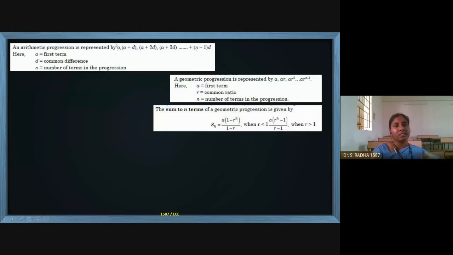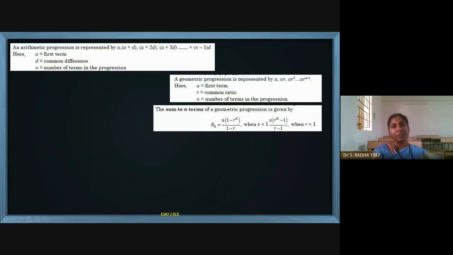First term is taken as A, second term will be A plus D, D is the common difference, A plus 2D, A plus 3D, like that, A plus n minus 1 into D. Here A is missing, A plus n minus 1 into D is the nth term. So this is about the arithmetic progression.